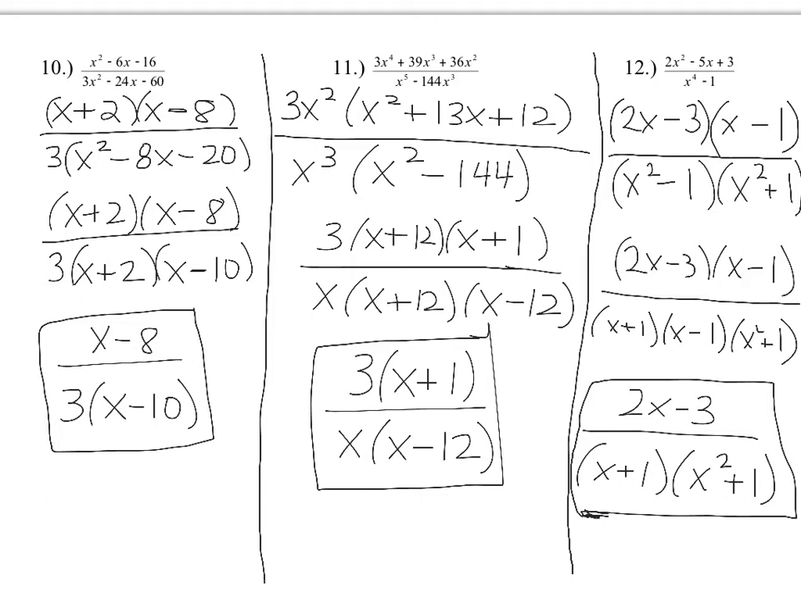I then canceled out the x plus 2's, crossing those x plus 2's out to leave me with the x minus 8, and then the 3 times x minus 10 on the bottom.